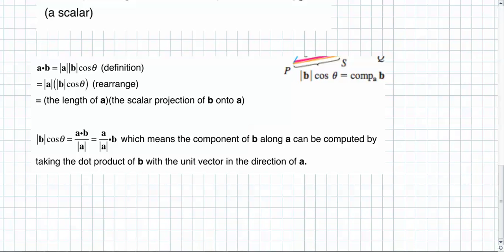But what is A over the magnitude of A? Yes, you had the 3 cosines, that's true, but what is A divided by its magnitude? What kind of vector does it become? It's a unit vector, the unit vector in the direction of A. What this means is that the component of B along A can be computed by taking the dot product of B with the unit vector in the direction of A.